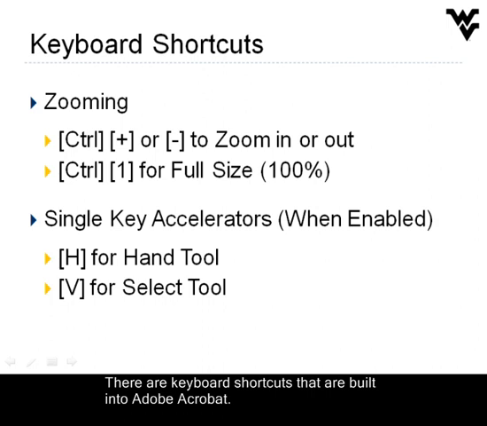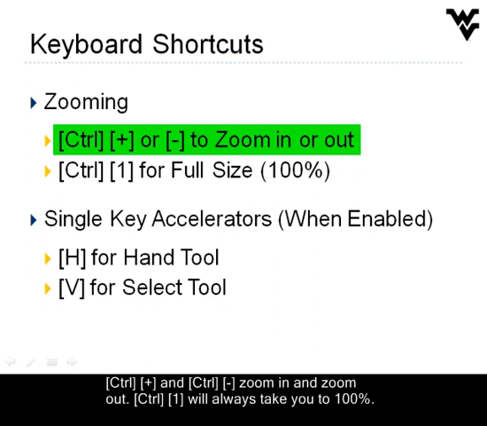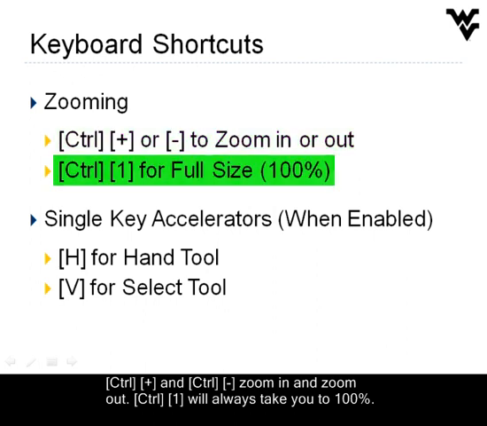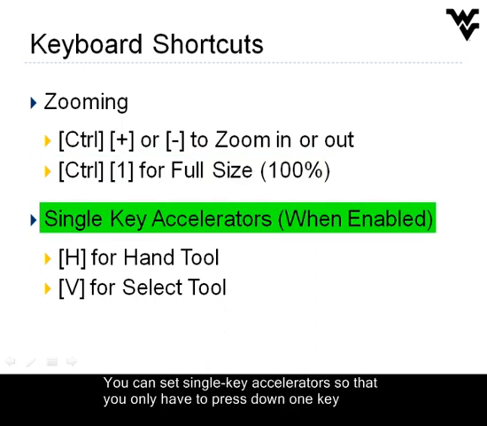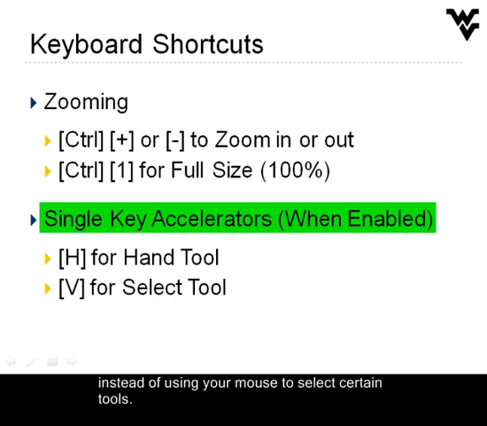There are keyboard shortcuts that are built into Adobe Acrobat. Control plus and Control minus zoom in and zoom out. Control 1 will always take you to 100%. You can set single key accelerators so that you only have to press down one key instead of using your mouse to select certain tools.